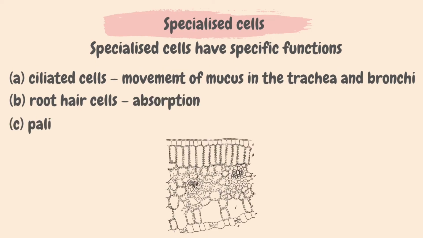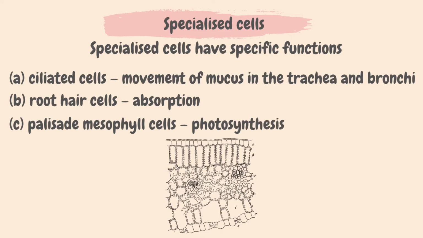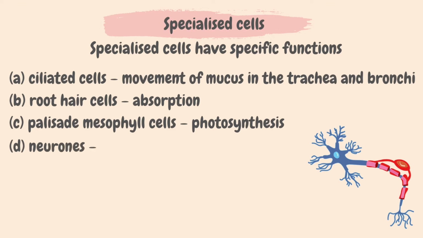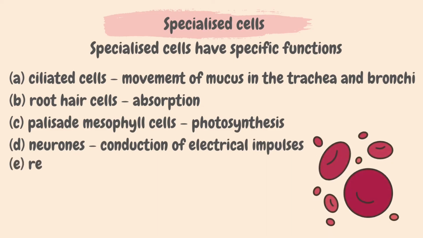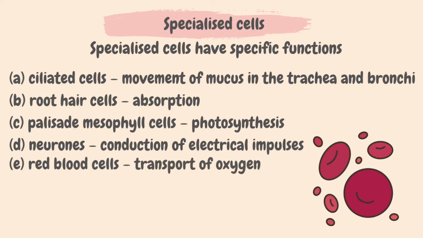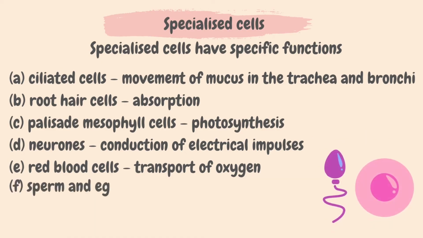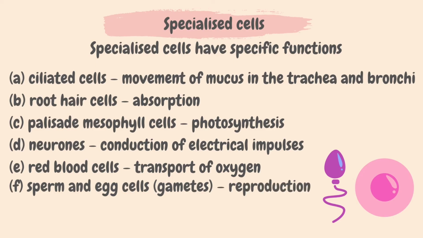Palisade mesophyll cells are present in leaves. They contain chloroplasts that help in photosynthesis. Neurons are nerve cells that help to carry electrical impulses from one place to another. Red blood cells contain hemoglobin, which helps transport oxygen throughout the organism. Sperm and egg cells, or gametes, are responsible for reproduction. The nuclei of these two cells fuse and lead to the development of an embryo.